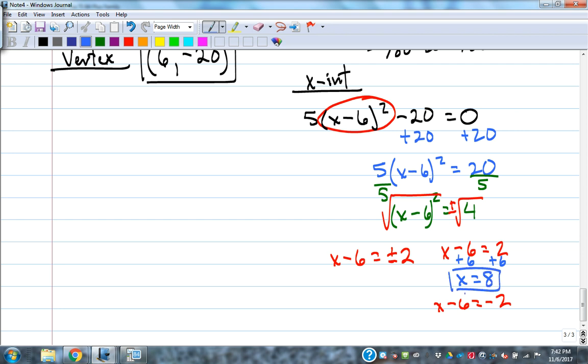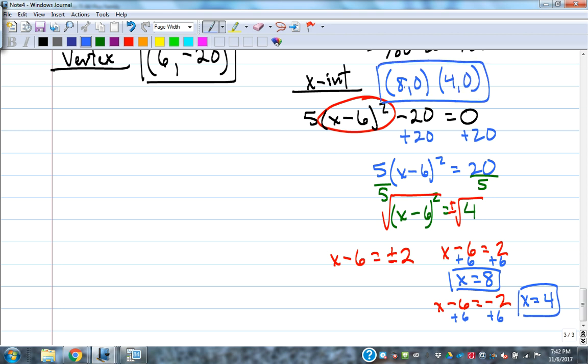X equals 8. And X equals 4. 8, 0, 4, 0. Those are our X-intercepts, using square roots to get there. That vertex form, really handy for solving some parts of this. Not as nice for Y-intercept and X-intercepts, but square roots makes that a little bit easier.